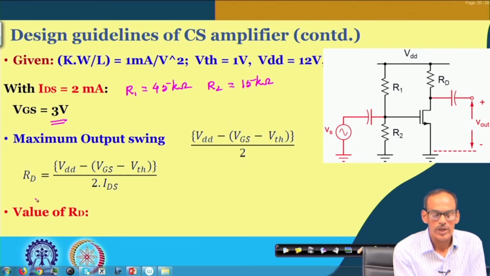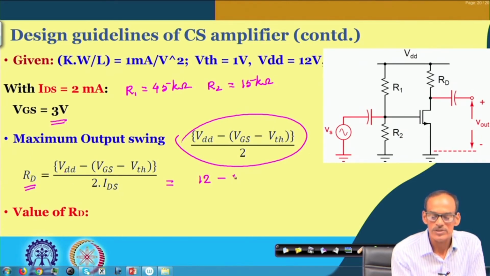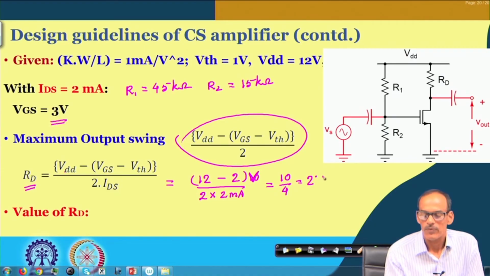Then RD, to get the maximum swing, and this is the maximum swing, the corresponding RD becomes 12 volt VDD minus 2, that is VGS minus VTH, divided by 2 into 2 milliampere. So that gives us, sorry, this is 10 volt. So this is 10 divided by 4, 2.5 kilo ohms.